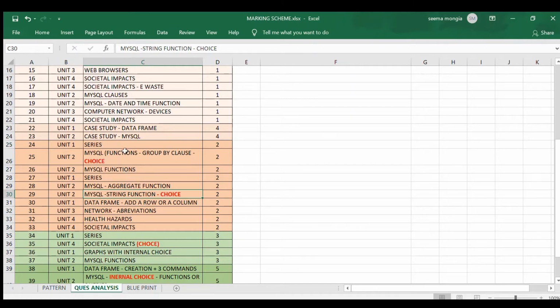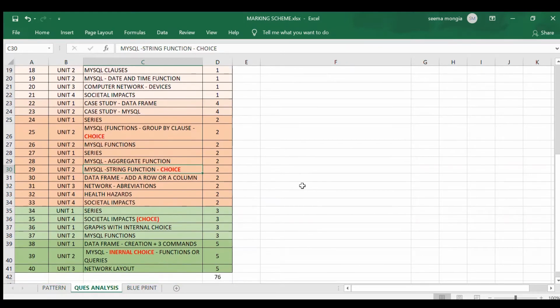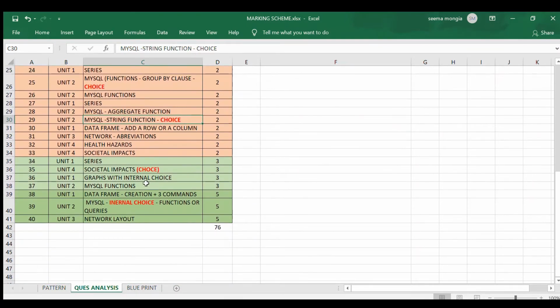It is a flexible part. Choice is a flexible part. Out of these 10 questions, only 2 questions will be given a choice. Now, that choice of question may vary or may move from one topic to another topic accordingly.